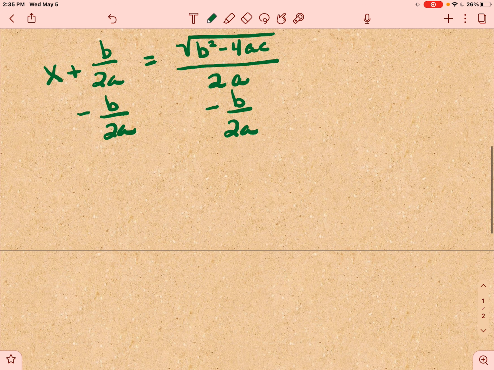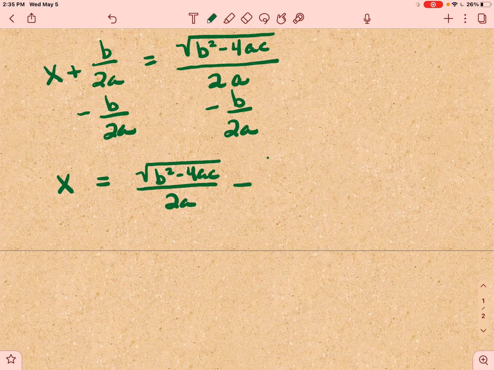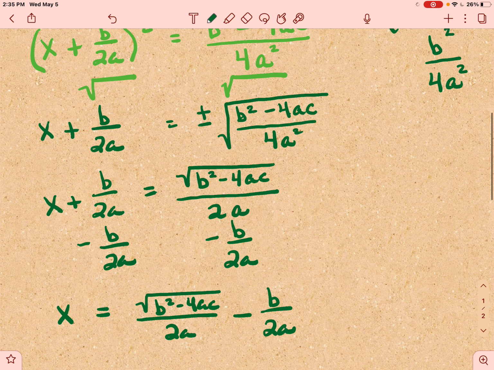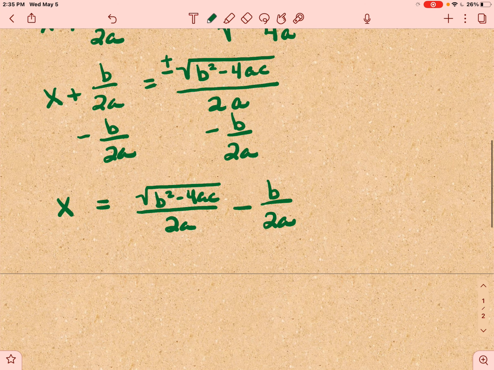x equals the square root of b squared minus 4ac over 2a minus b over 2a. We have a common denominator there. And I missed one thing here. I don't want to lose track of my plus or minus. So here it is, and here it is.